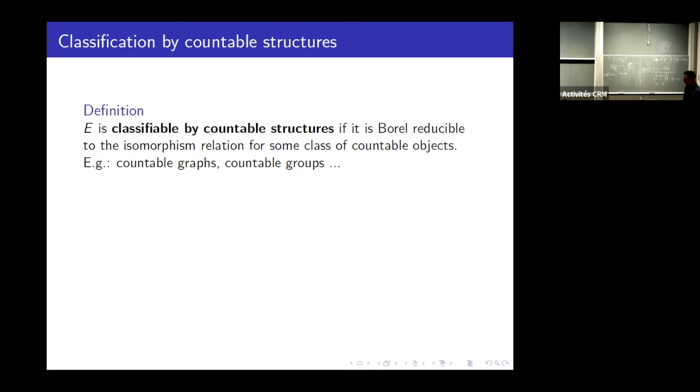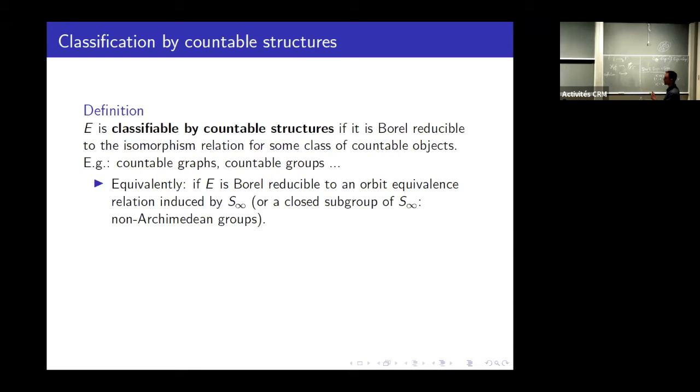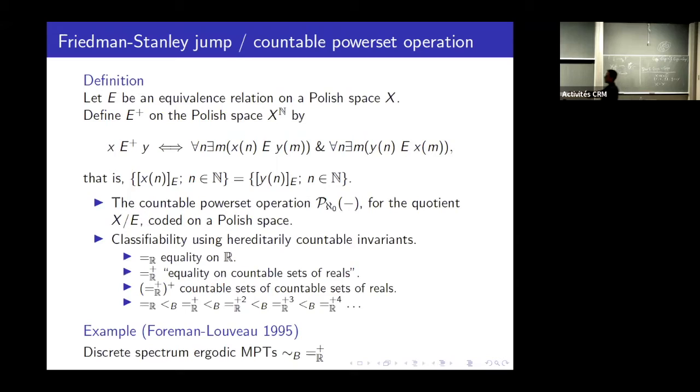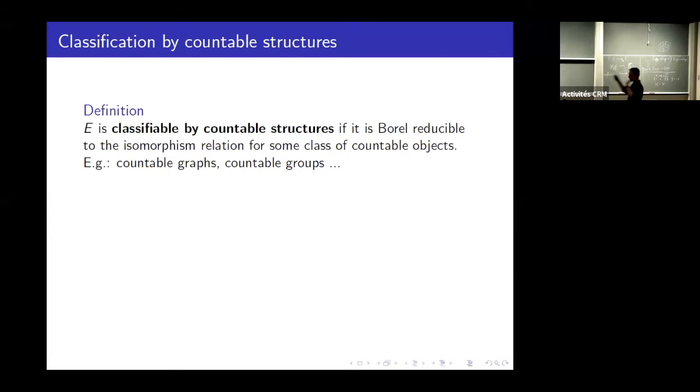And the intention of classifiable by countable structures is to be the most generous notion of reasonable classification. If you're not classifiable by countable structures, then how can you possibly be classifiable? So for example, all of these are considered classification using countable structures, where the countable structures are reals, sets of reals, sets of sets of reals, and so on. And classifiable by countable structures is bigger than all of those.